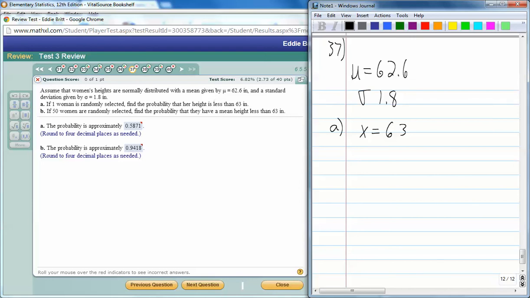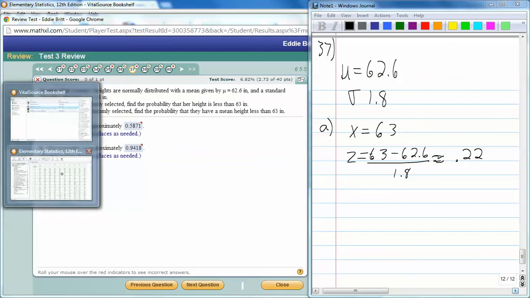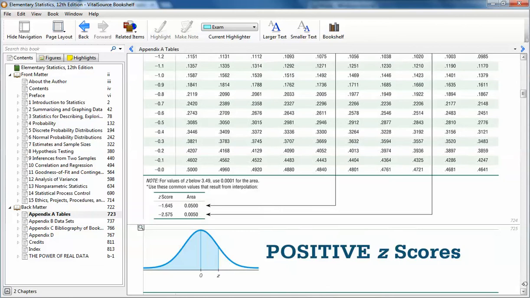All right, so we do have to figure out a z-score. Your z-score for this would be 63 minus 62.6 divided by 1.8. If you do that in your calculator and round, you're going to get 0.22 as your z-score. Then, in turn, you go to your z-score chart and look up a z-score of 0.22.